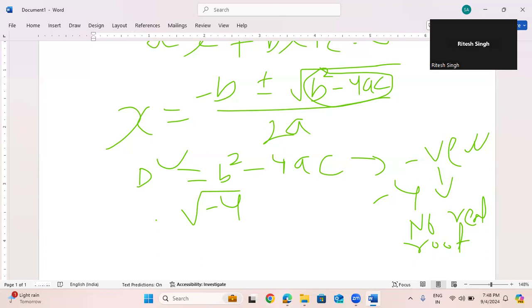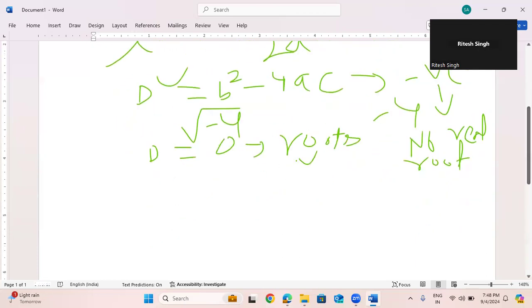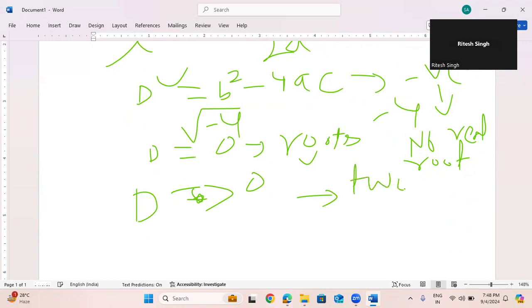If d is equal to 0, then both roots will be equal. Roots are nothing but values of x. So if d is equal to 0, both roots are equal. And if d is greater than 0, we will get two roots, two values of x, but they will be different. They will not be the same. Both values will be different, right?